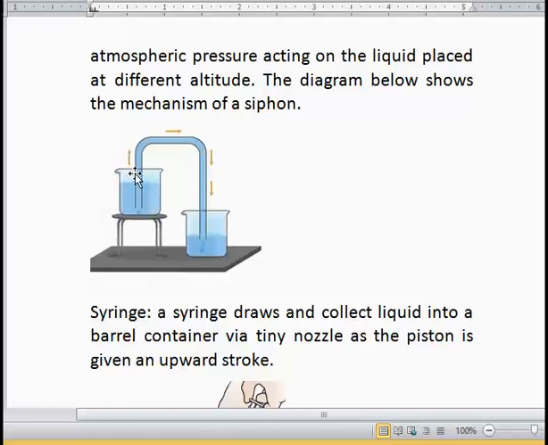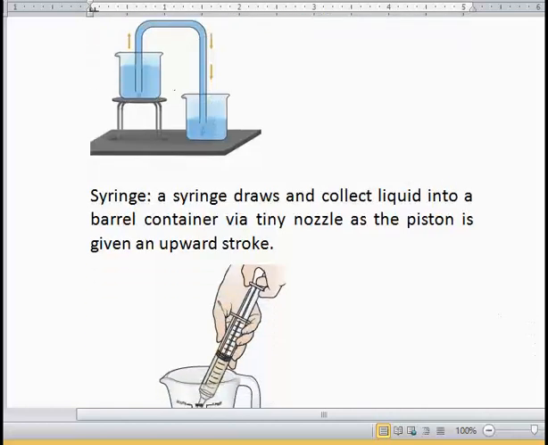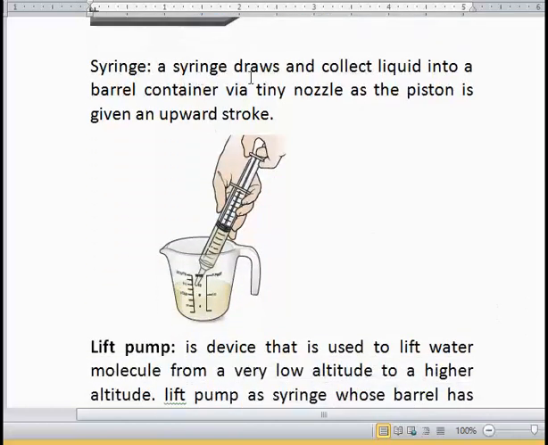Then this atmospheric pressure acting on this one will force the liquid to rise through the U-tube, and it's being collected at the container at the lower altitude, right? So this is a siphon. So invariably, people that transfer, let's say, fuel from a tank to another container make use of a siphon, right? Okay, so now the syringe. A syringe draws and collects liquid into a barrel container via a tiny nozzle as the piston is given an upward stroke.